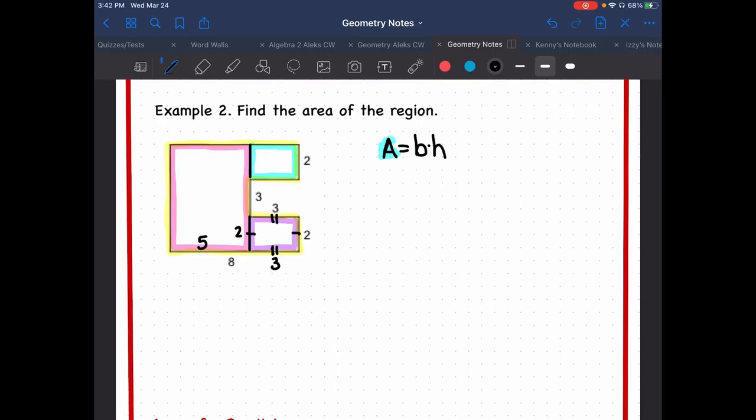Well, I also know that if the bottom of the pink is 5, then the top of the pink is 5. If this is 2, this is 2. And so now I know the long pink side, it's 2 plus 3 plus 2, excuse me, which is 7.